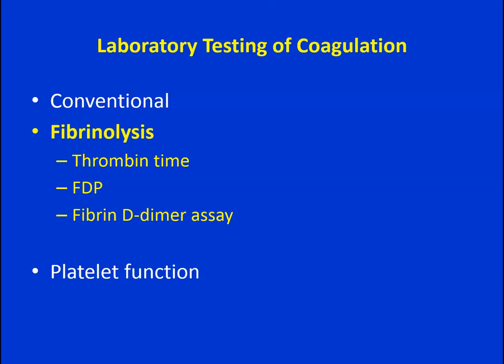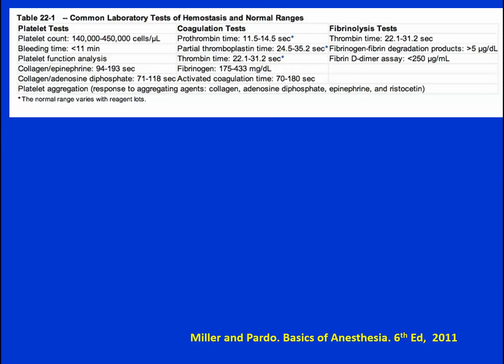Fibrinolysis is assessed with thrombin time, fibrin degradation products, fibrin D-dimer assay, and missing from this slide is the thromboelastography. Finally, platelet function. On this, I've summarized the common laboratory tests of hemostasis and the normal range.